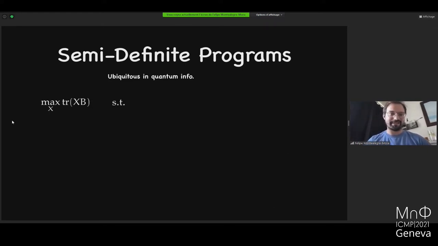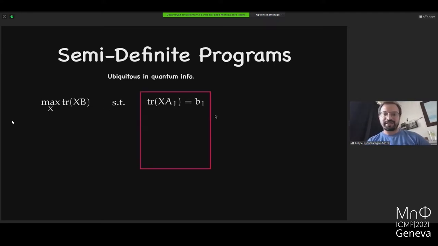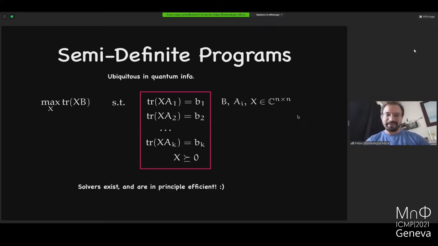As I said, they are everywhere in quantum information. And they look roughly like this. You maximize over some fixed matrix D such that some linear relations hold. So you have a bunch of matrices and numbers defined with linear relations, and you want to optimize over your positive semidefinite matrices. These are all n-by-n matrices. But the nice part is that solvers exist and they're in principle efficient, so that's super nice.